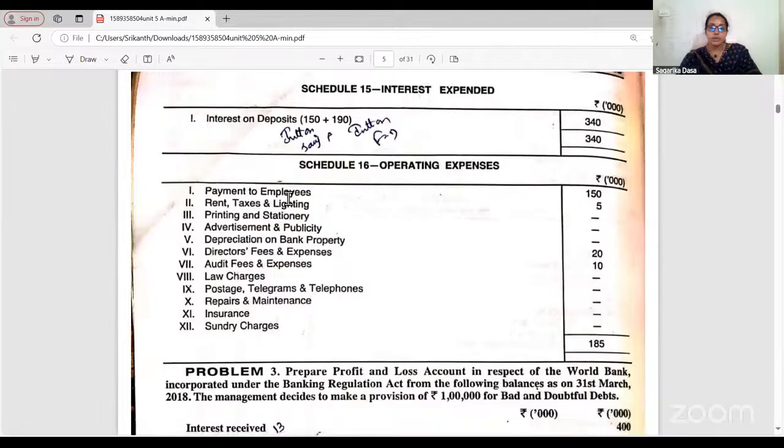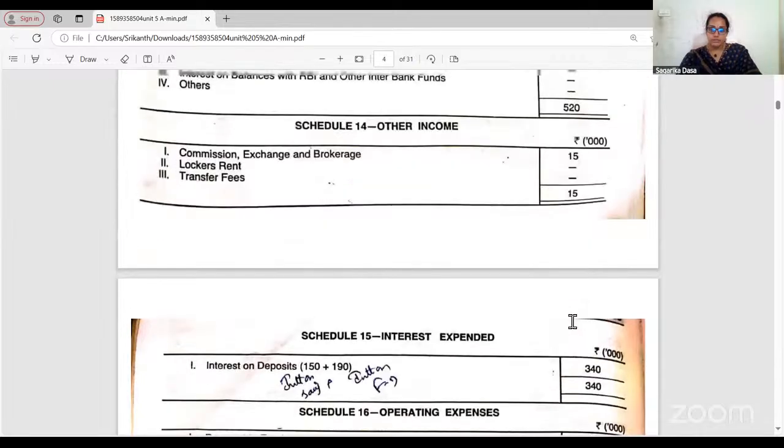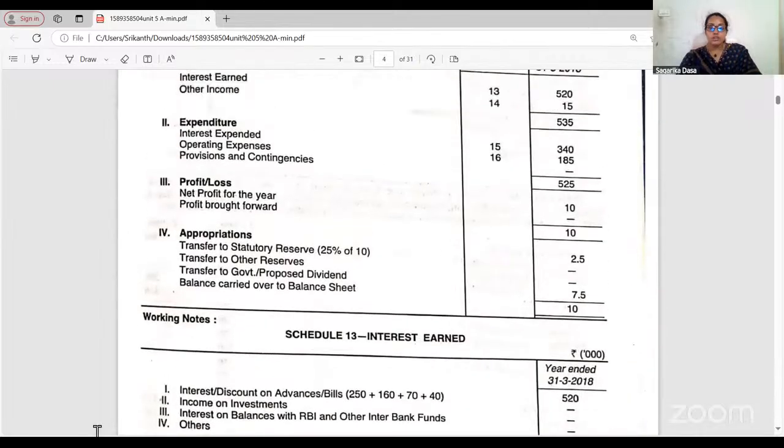The same way we will see schedule 16, that is operating expenses. In schedule 16 we have payment to employees 150, rent, taxes and lighting 5, director fees 20, and auditor fees 10 is given. All this amount if you add, we will get 185. So in schedule 16 we have taken 185.